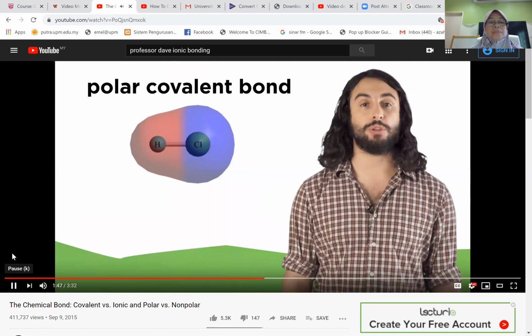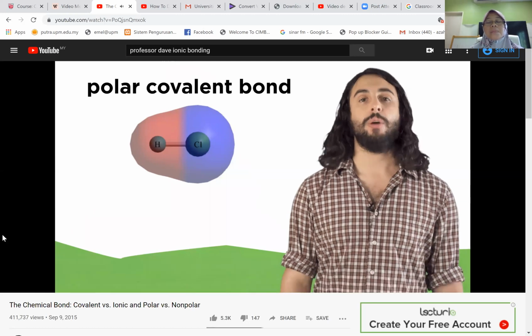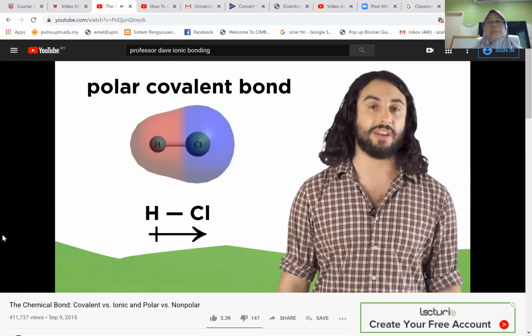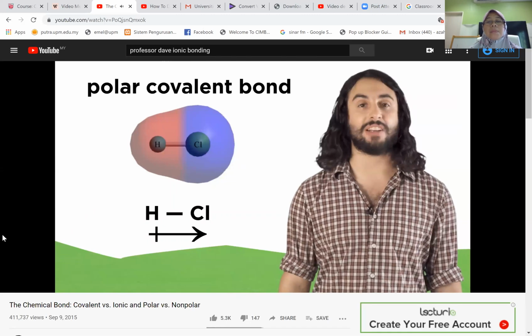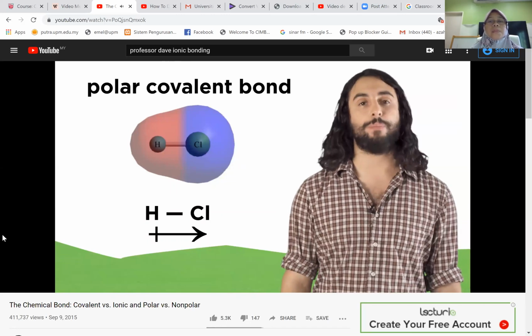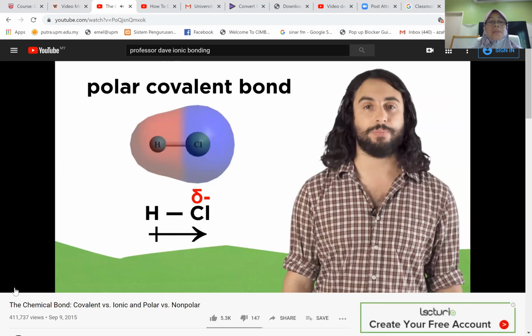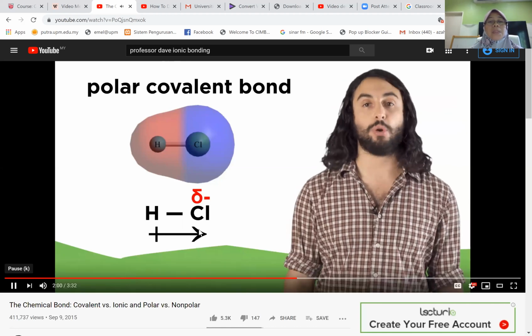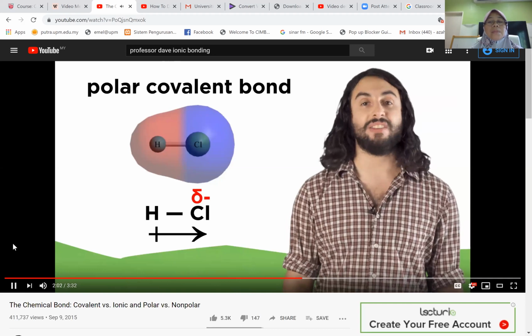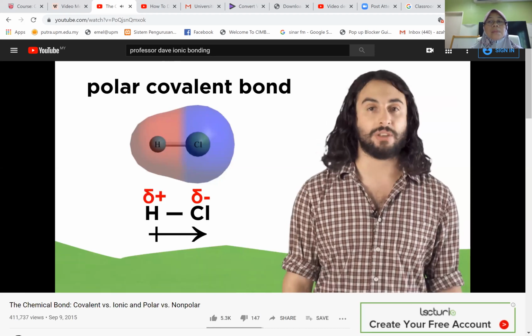In a polar covalent bond, chlorine pulls the electron density towards itself. And as a result of the slight electron excess, we call this atom partially negative, denoted by the symbol delta minus. Hydrogen will be partially positive due to this unequal distribution of electron. The atom whose electron is pulled away is slightly electron deficient and therefore partially positive, or delta plus.